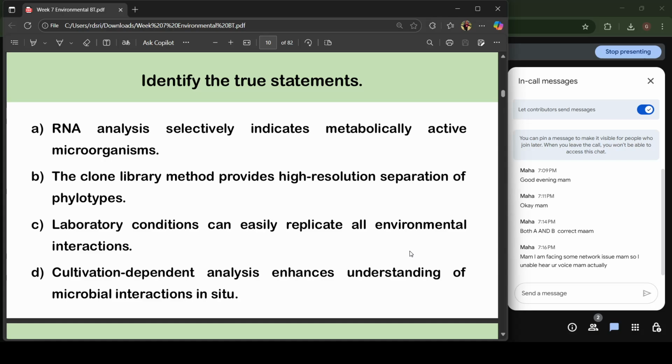So the next question is to identify the true statements out of the following. The first statement states that RNA analysis selectively indicates metabolically active microorganisms. Second, the clone library method provides high resolution separation of phylotypes. The third statement is that laboratory conditions can easily replicate all environmental interactions, and the last is that cultivation dependent analysis enhances the understanding of microbial interactions in situ.